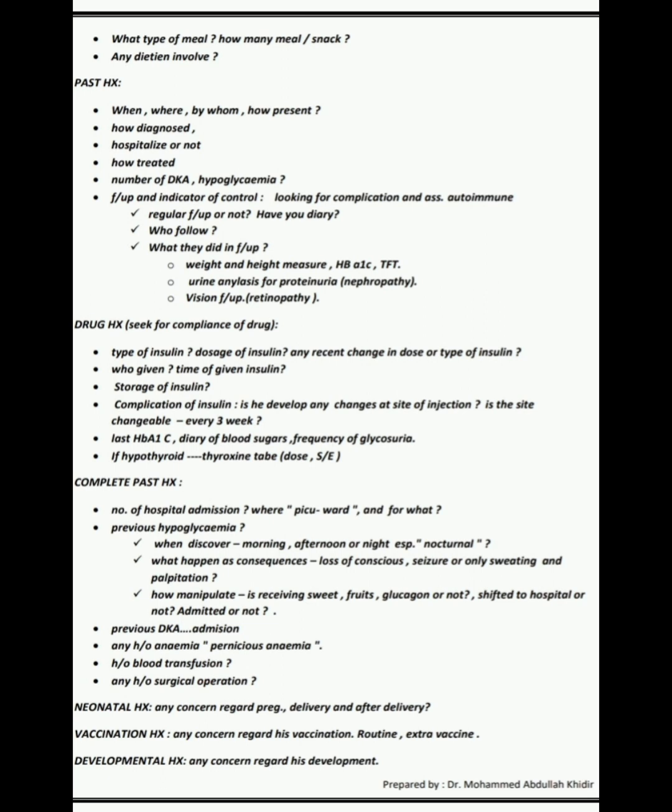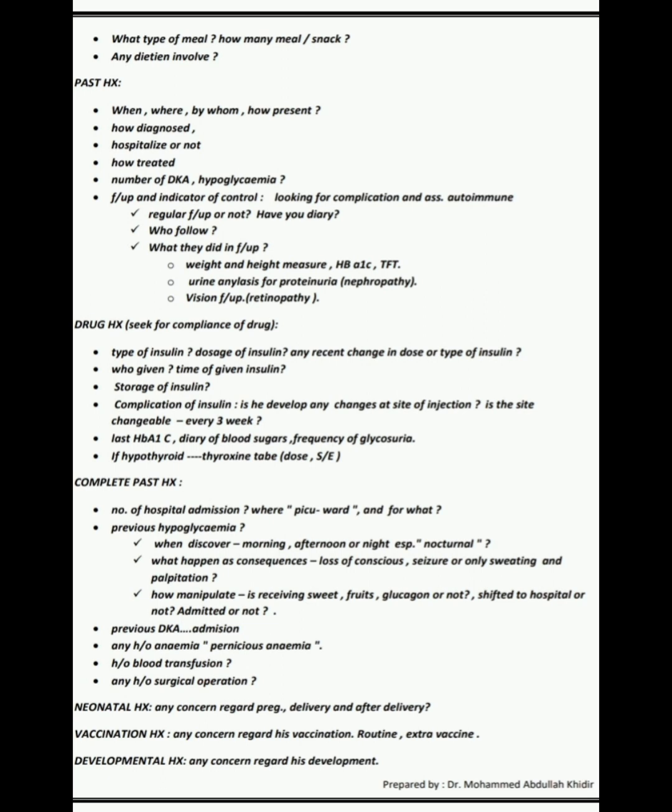Follow up: any indicator of control, looking for complications and associated autoimmune disease. Is follow up regular or not, does he have a diary or not, who follows him, and what do they do in follow up, like weight and height measurement, HbA1c, thyroid function test, urine analysis for proteinuria for nephropathy, and vision or follow up for retinopathy.